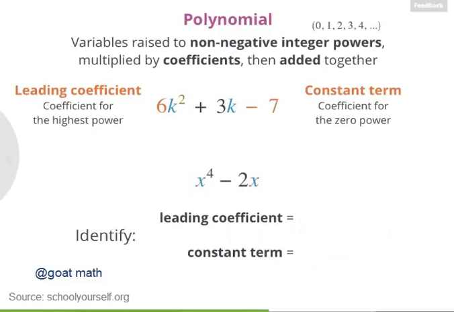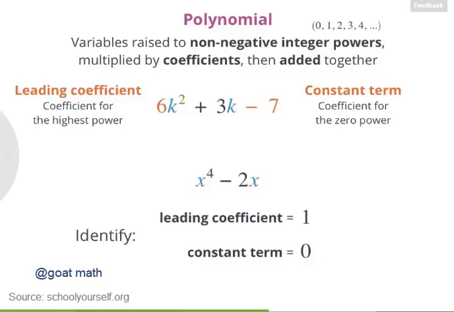Well done, that was tricky. It might look like there's no leading coefficient here, but x to the 4th is the same thing as 1 times x to the 4th, so the leading coefficient is 1. And it also looks like there's no constant term, but that means we can add 0 here without changing the expression, so we say the constant term is 0.